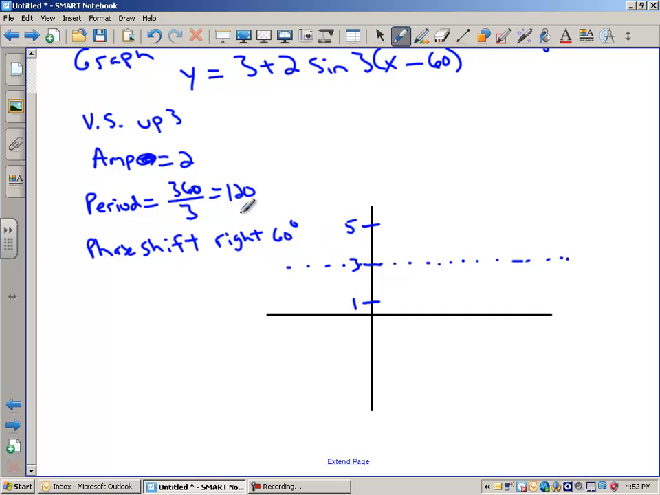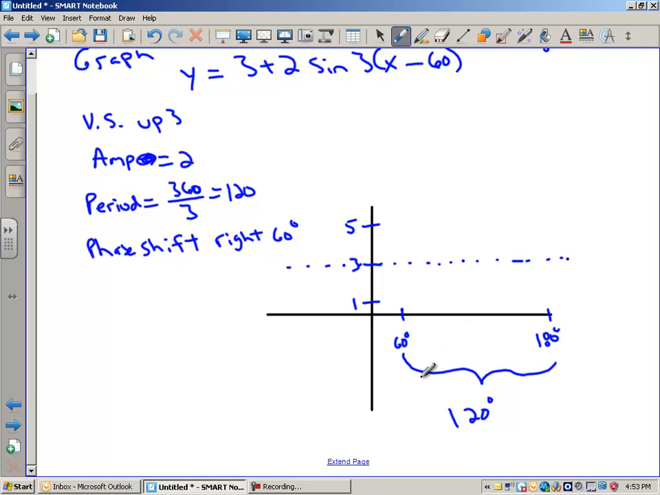Now you have to look at your phase shift next, because this is like the beginning of your graph. That phase shift is right 60 degrees, so I'm going to go out here and label that 60 degrees, and that's going to be the beginning. Then from there, I'm going to do one period, and this period should be 120 degrees. So from 60, I go all the way out to 60 plus 120, or 180 degrees.